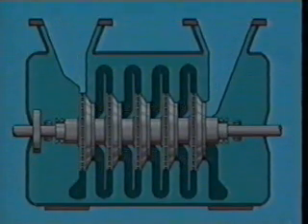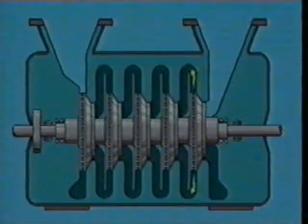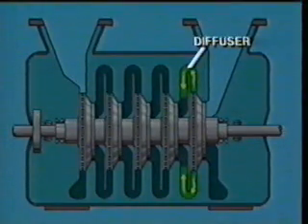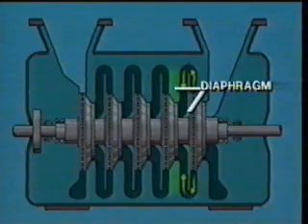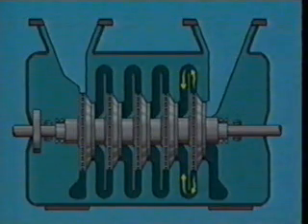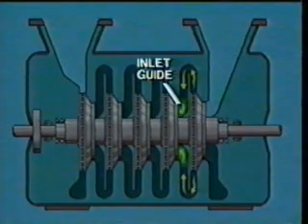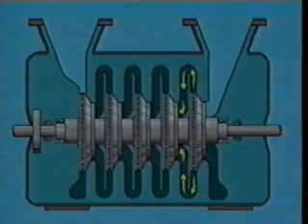In multi-stage compressors, the gas leaving an impeller of one stage flows through its diffuser and around a diaphragm. It is then directed by the inlet guide into the eye of the next impeller, where once again pressure is increased.